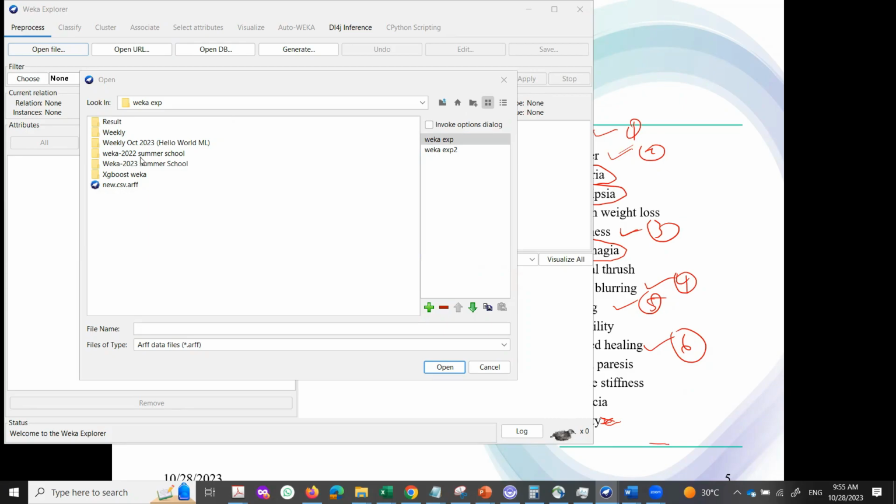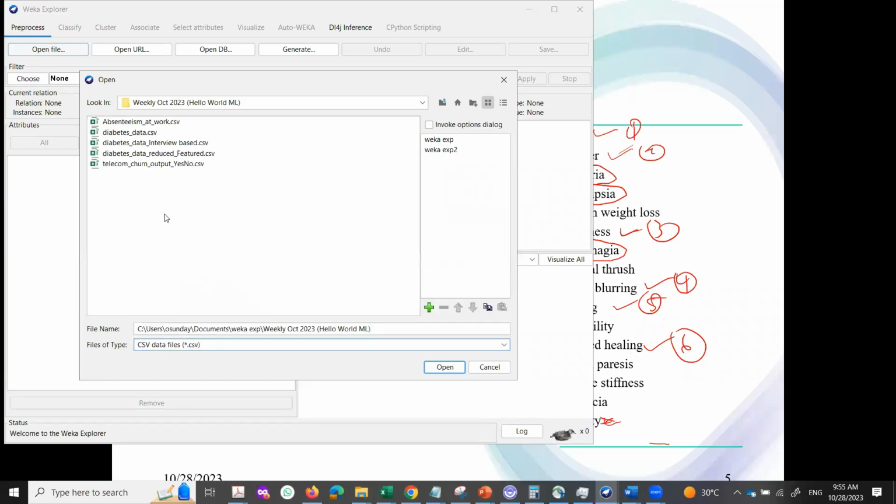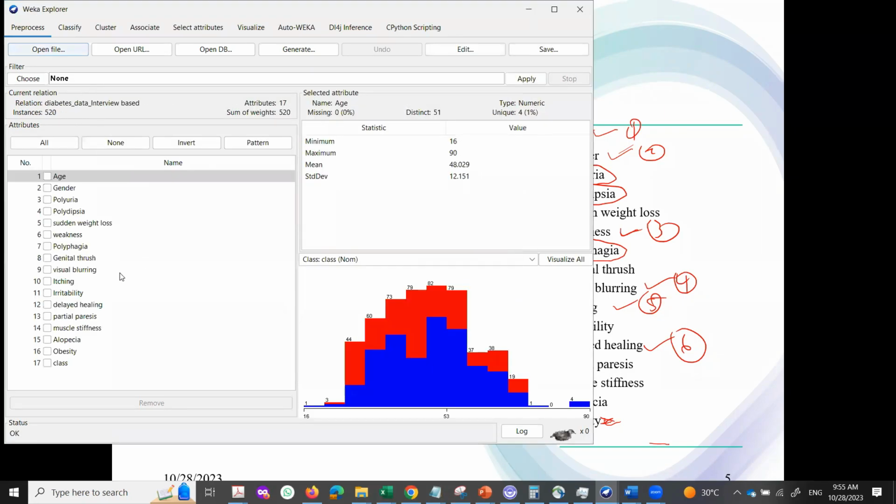So look for where your data set is located. Then you see it's empty here. We have to change the file type to CSV, because the data set is in a CSV file. Then this is the interview-based data. You can see this is the complete data set for all those cases.